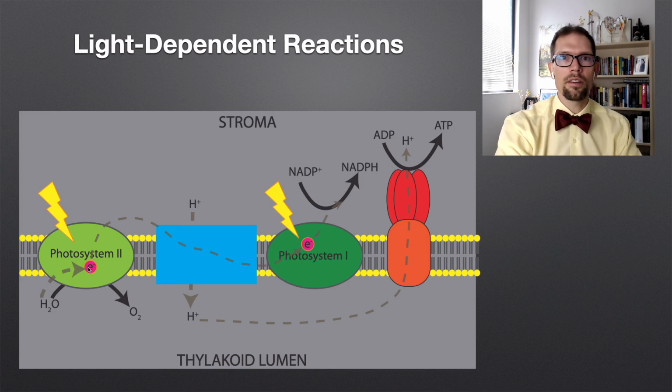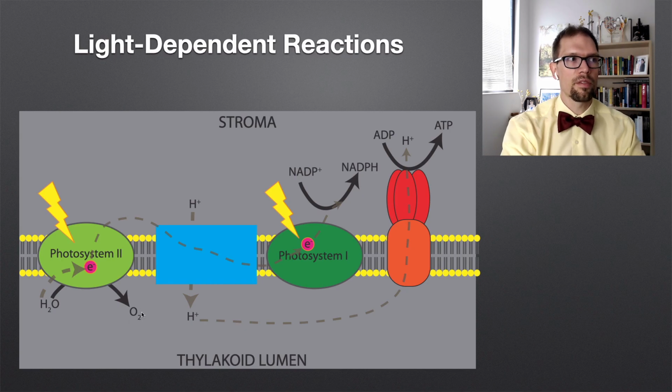Now, the electron that was excited in photosystem 2 needs to be replaced, and it gets replaced with an electron from water. So the electron comes from water, and because water is losing an electron, that means that water is going to be oxidized, and oxidizing water will result in producing oxygen. So we have now produced oxygen because we took an electron away from the water molecule, and that replaces the electron that the photosystem 2 lost.